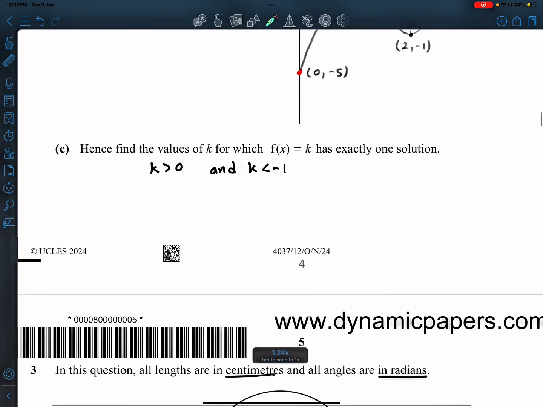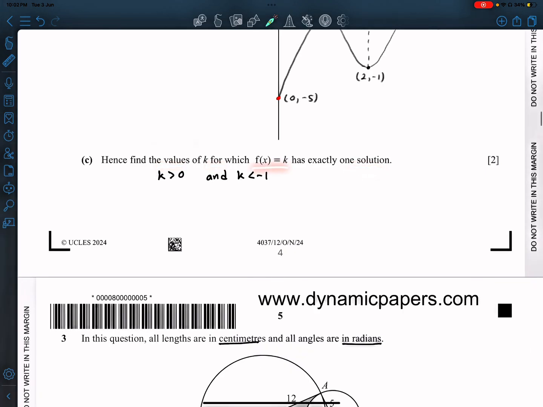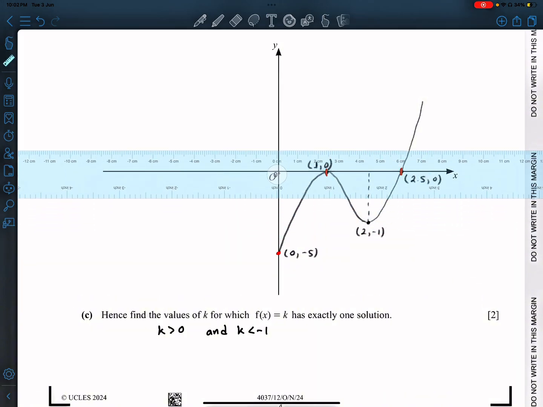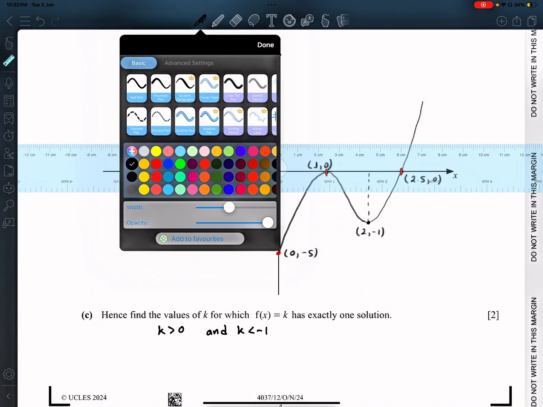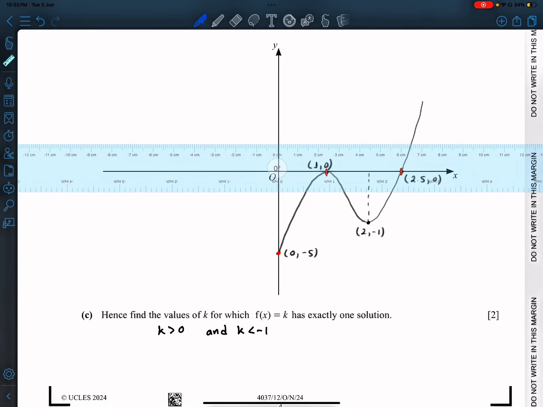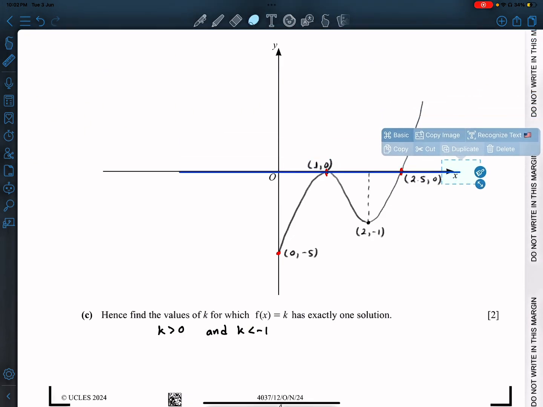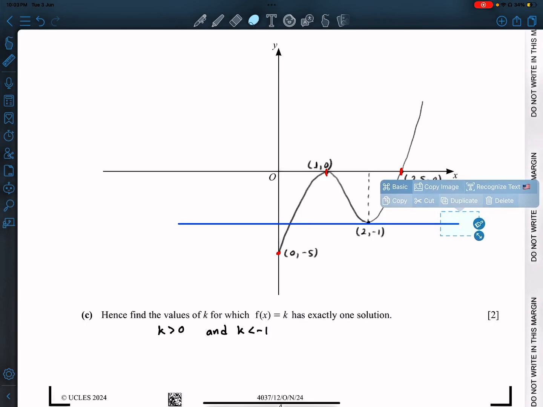Okay. Next is, hence find the values of k for which f of x equals k has exactly one solution. So what does f of x equals k exactly mean? F of x equals k means that we have a straight horizontal line that cuts the curve at different points. So this line over here can move. And for what values of this k are we getting only one solution?